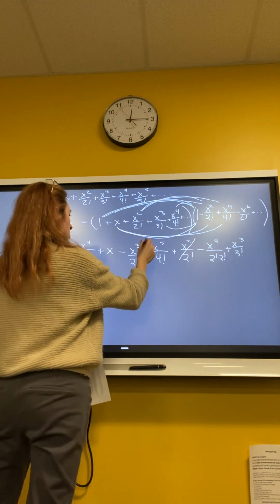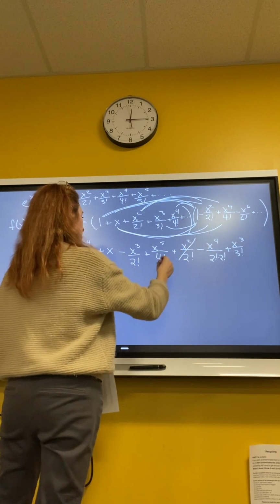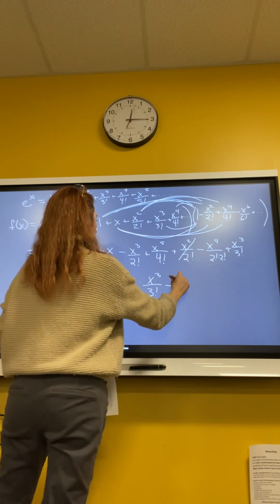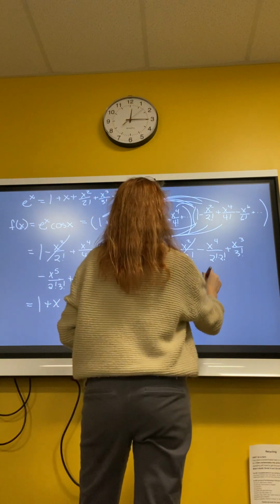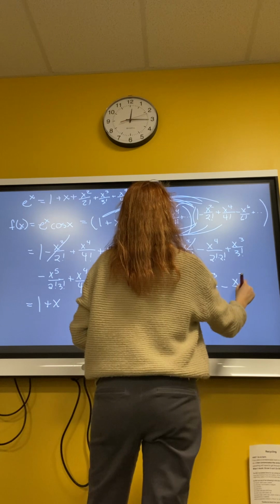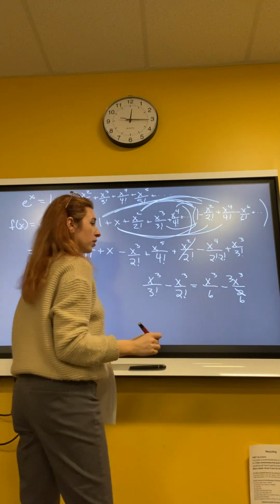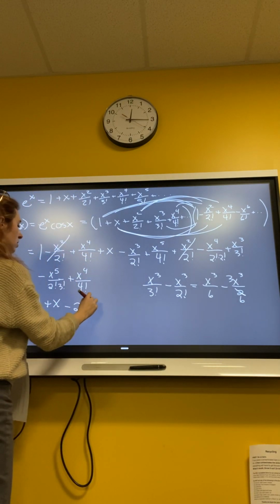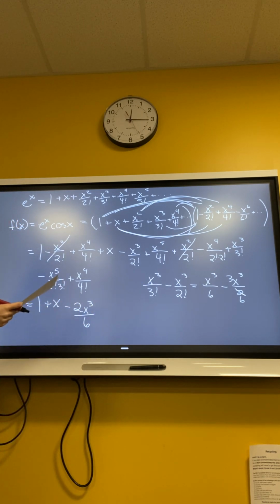I have x cubed over 2 factorial here, x cubed over 3 factorial here, and they're being subtracted. So x cubed over 3 factorial minus x cubed over 2 factorial is x cubed over 6 minus x cubed over 2. So I'm going to multiply top and bottom by 3. So I end up with negative 2x cubed over 6, or negative x cubed over 3.